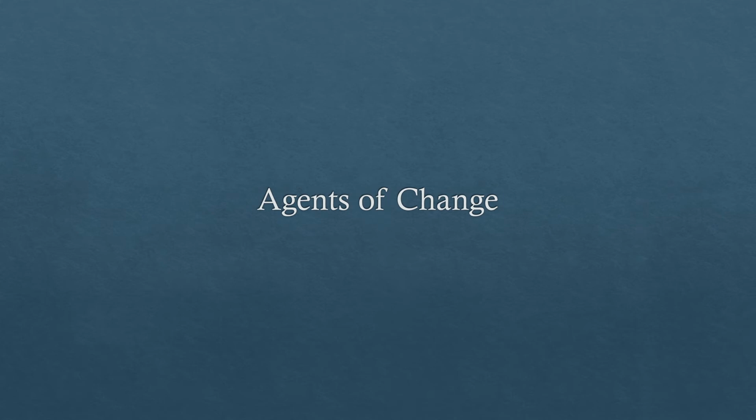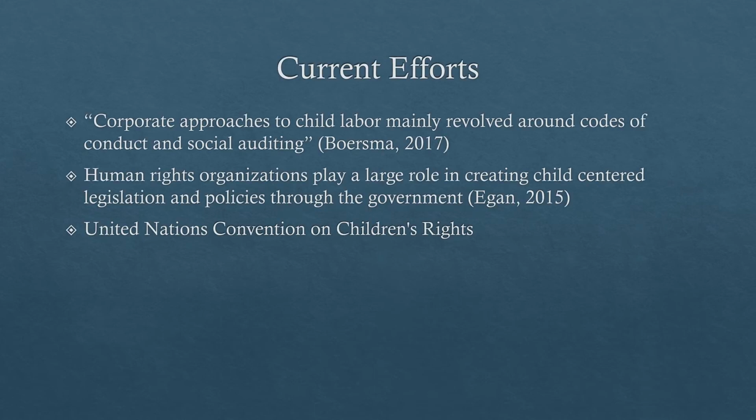In this section, we will be talking about ways to address the issues of child labor. Some of the current efforts to combat child labor include corporate approaches to child labor mainly revolved around those that are found in social policy. Human rights organizations play a large role in creating child-centered legislation and policies to combat it. The United Nations created the Convention on the Rights of the Child.